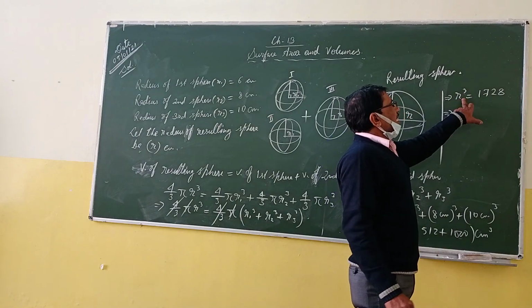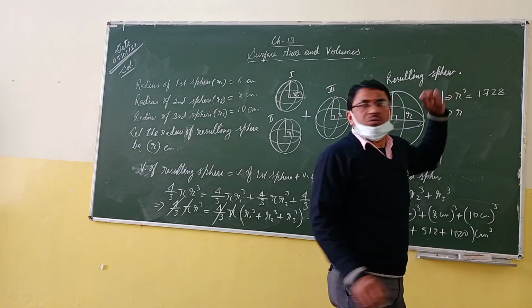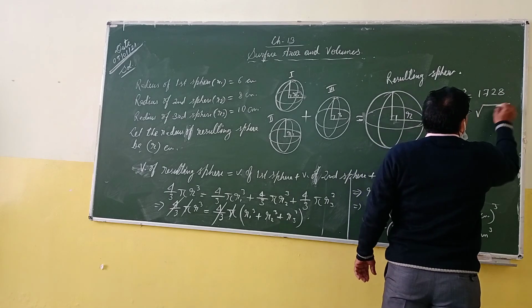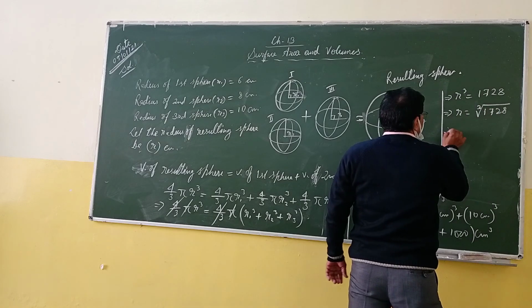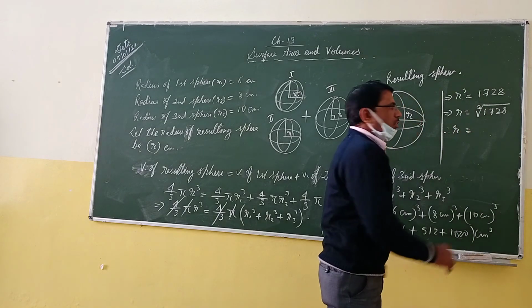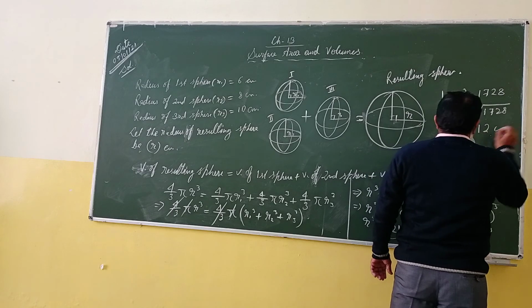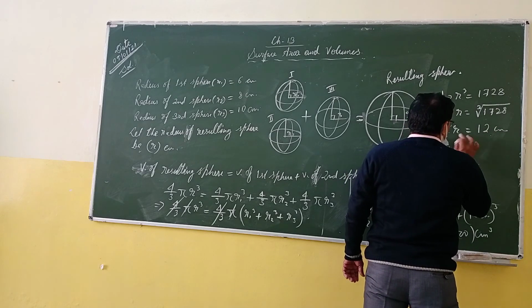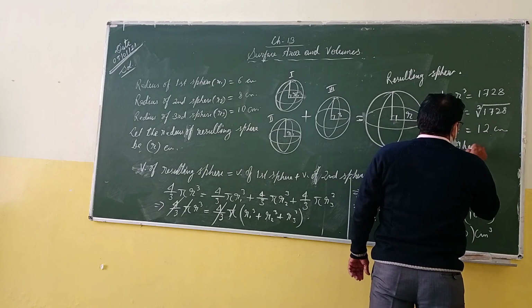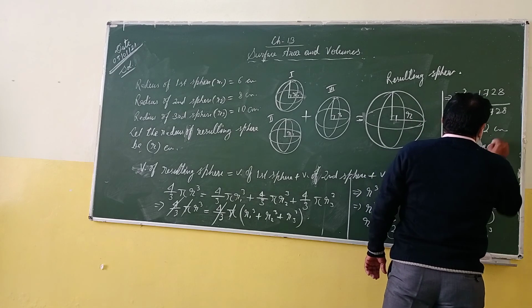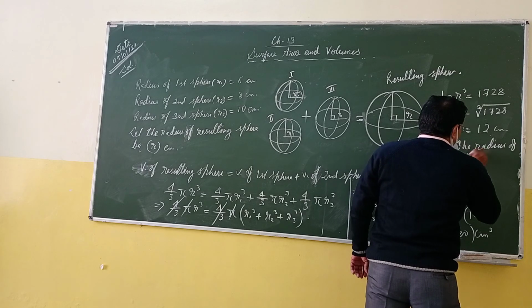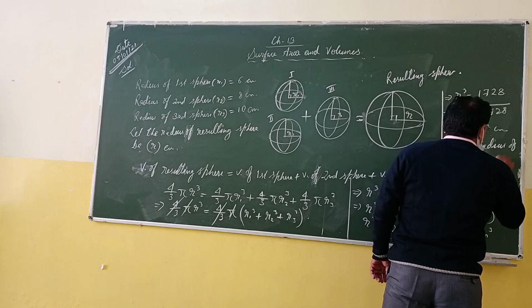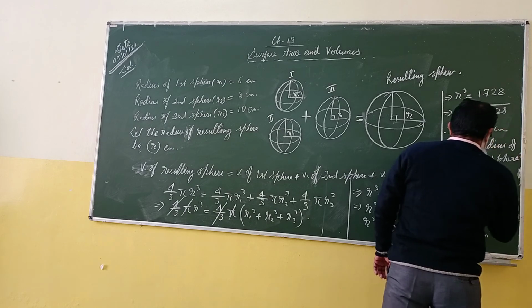Now students, R cube is here. When this cube is transposed to the right side, it becomes the cube root. So R is equal to cube root of 1728. Therefore the radius is coming here 12 centimeter. So students, therefore the radius of the resulting sphere is equal to 12 centimeter. Answer.